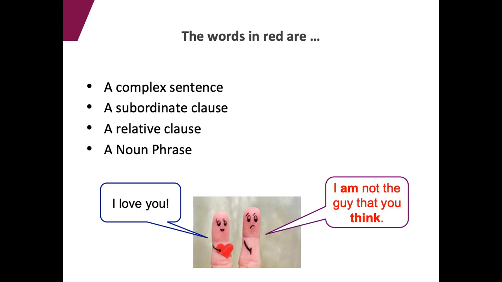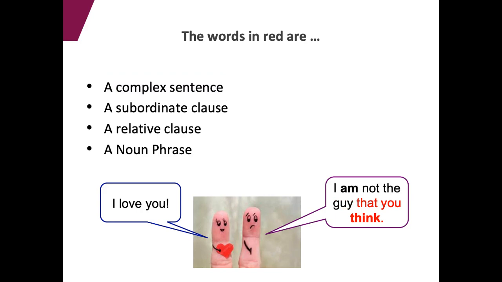What about this one now? I'm not the guy that you think. Okay, take a moment. Really trying to do the exercise before I give the answer. And yes, it is a complex sentence. You've got two verbs this time. The whole sentence is in red. So it's just a complex sentence made of a main clause and a subordinate clause, but well, the words in red are most of all a complex sentence.